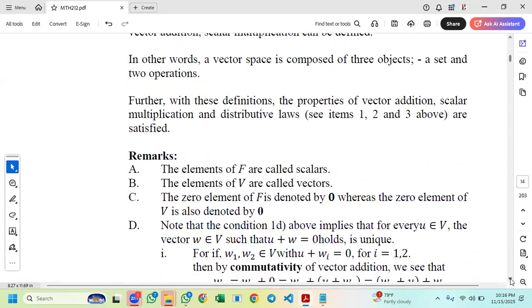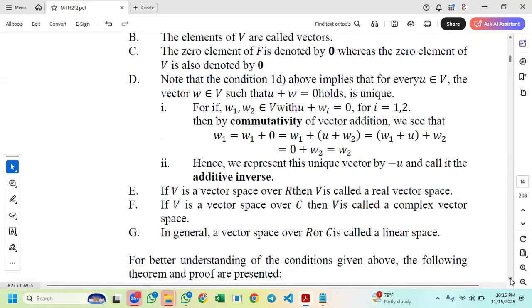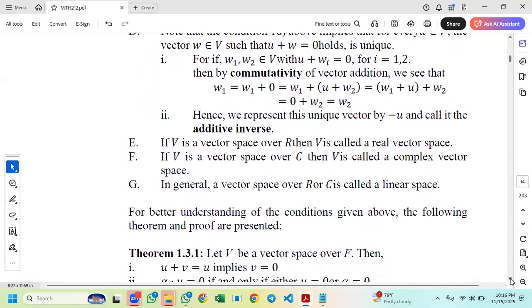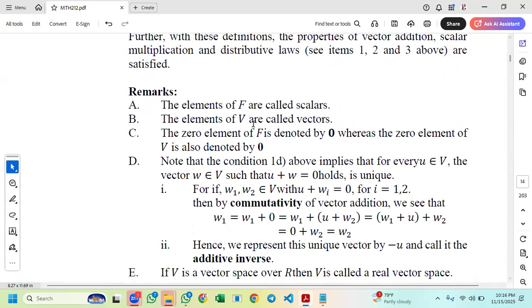V over F, if F is clearly defined in the context. So that is A. Now, for B, the elements of V are called vectors. Of course, we know already.